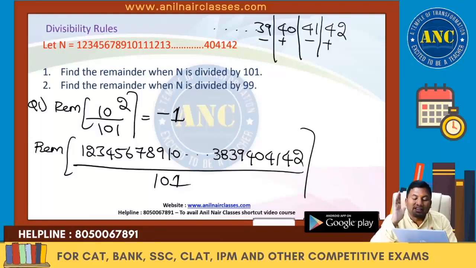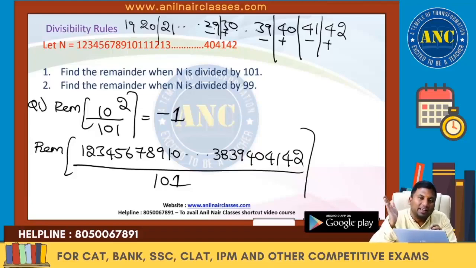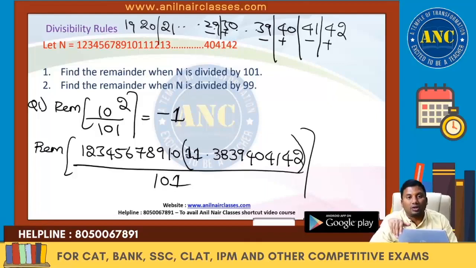Taking groups of two digits and alternately adding and subtracting, continuing down: 39, 38, 37 and so on up to 31. I hope it is clear, right? Then 30, 29, again minus 1, and so on down to 21. Till 21, I will get it. Next, 20, 19, and so on down to 11. So from 11 to 42, there are 32 two-digit numbers.